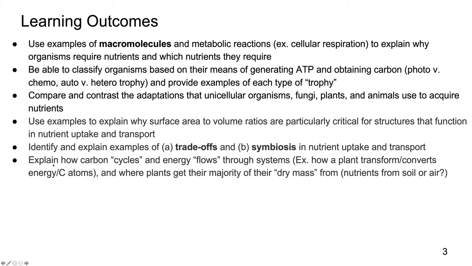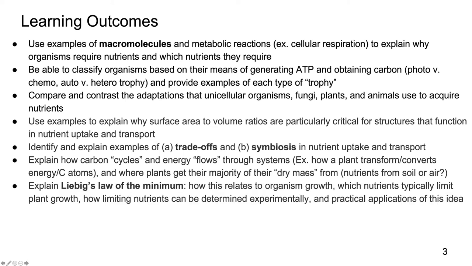You should be able to explain how carbon cycles and how energy flows through systems. So for example, how a plant transforms and converts energy in carbon atoms, and also where plants get the majority of their dry mass from. For example, is this from the nutrients? Is this from the soil? Is this from air? Where do plants get their dry mass from?